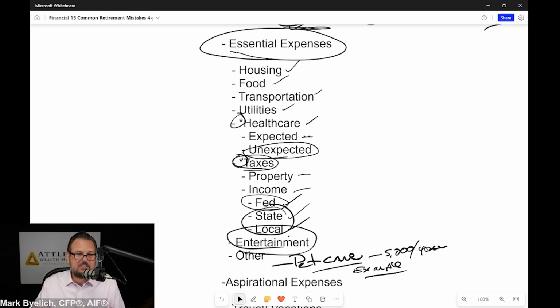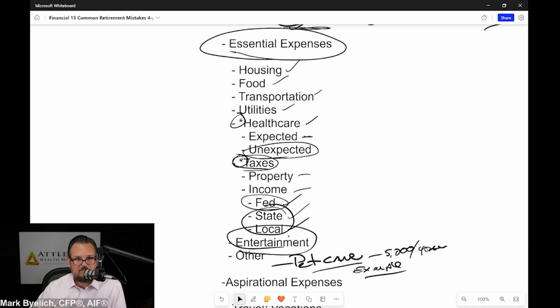And then you have entertainment. People forget about this one because I'll talk to people on the phone or in an introductory meeting, or the first planning meeting, and they'll say, I need to spend about $6,000 a month, or $8,000 a month, or $10,000 a month, or whatever their number is. And I'll say, does that include fun? They'll say, what do you mean? Does that include going to dinner, going to movies, travel? And they'll say, no, you know what? I hadn't thought about that. I just tallied up what our basic bills are and figured it out from there.